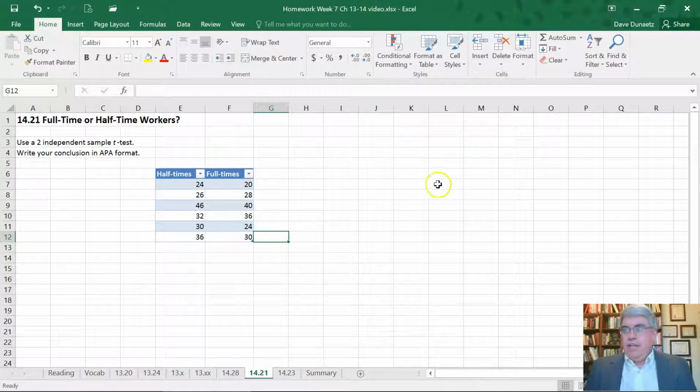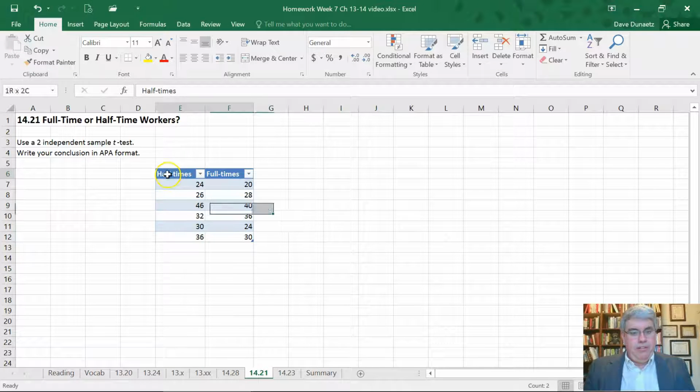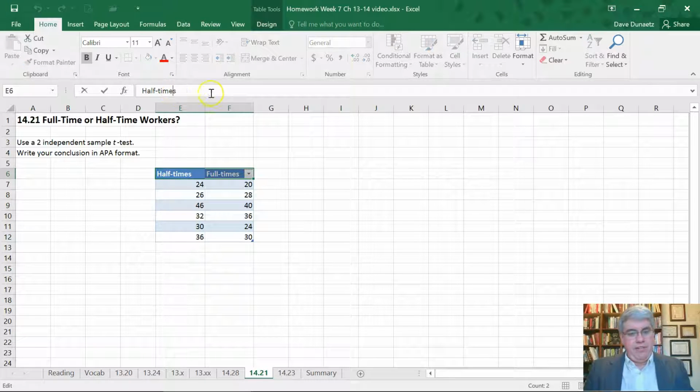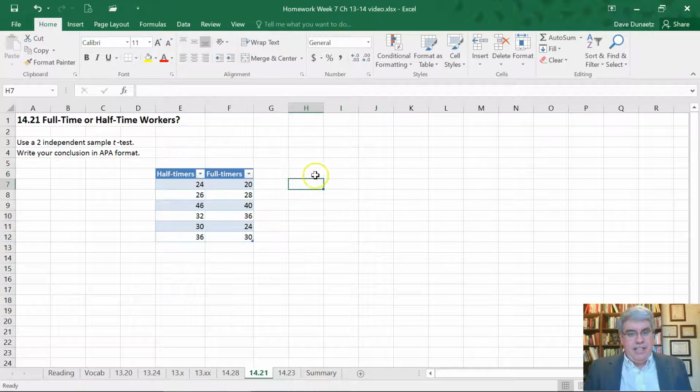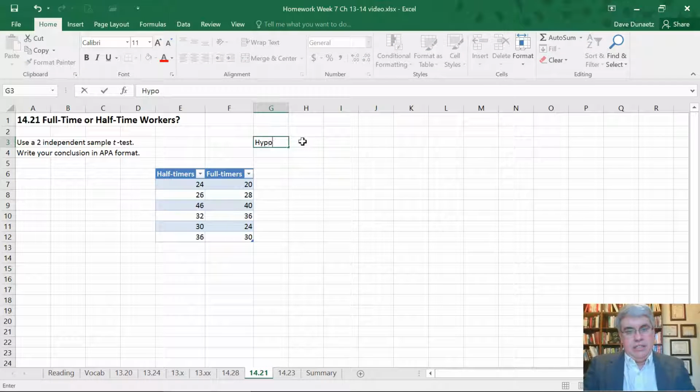So we're going to be doing an independent sample or a two-sample comparison, and we want to compare the production of the half-timers. Oops, I spelled half-timers wrong. Half-timers with full-timers. And so what we want to do is start off with our hypothesis. And we're just going to hypothesize that they're different.